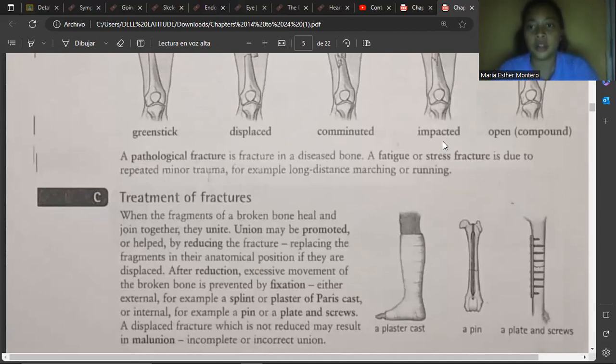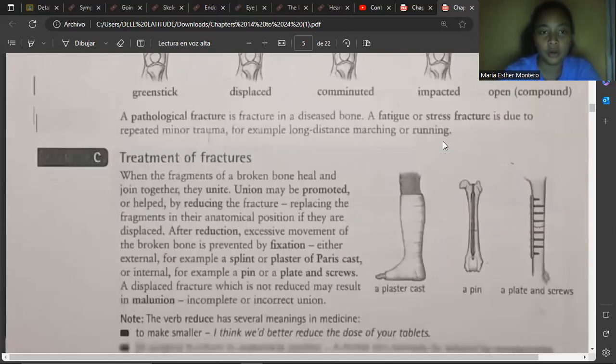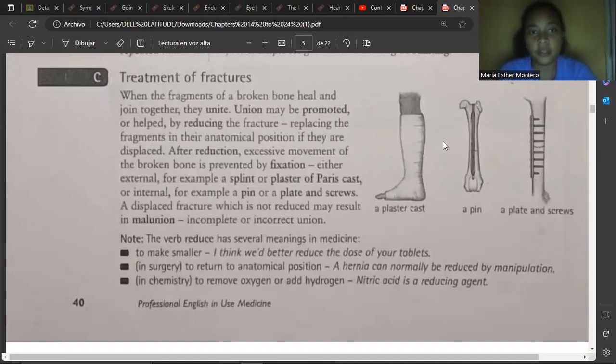A fatigue or stress fracture is due to repeated minor trauma, for example, long-distance marching or running. Treatment of fractures. When the fragments of a broken bone heal and join together, they unite. Union may be promoted or helped by reducing the fracture, replacing the fragments in their anatomical position if they are displaced.